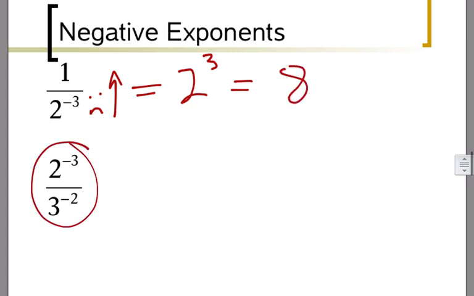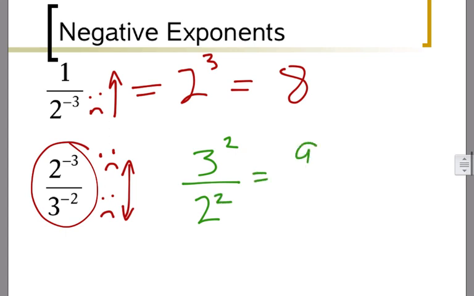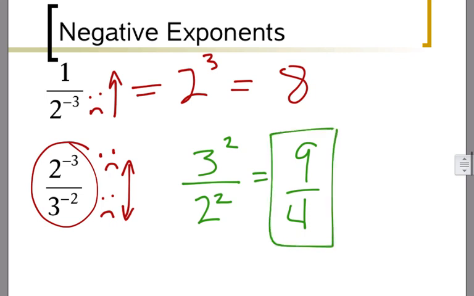Now this one, they both have frowns, so they both need to flip. So this one's a frown on top, this one's a frown on bottom, so they both need to flip over, and that's going to turn into 3 to the second power over 2 to the second power. And then I go ahead and again further simplify, and this is going to give me 9 over 4. And that'll be my final answer there.